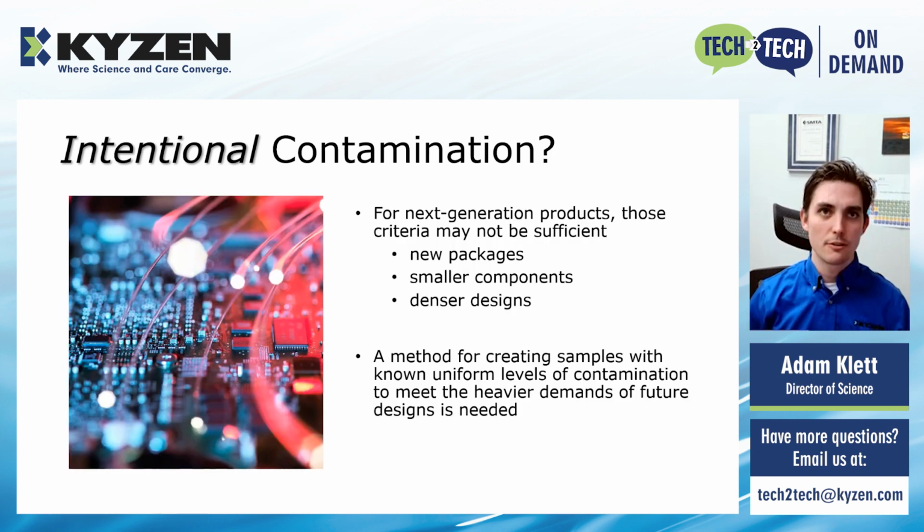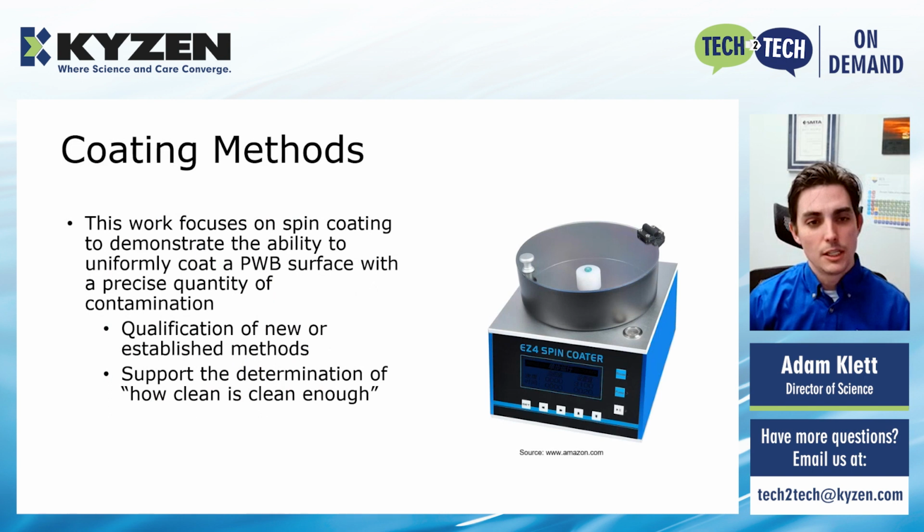And so you can imagine that, for products or processes that have already been developed, that might be fine. Those criteria have worked well in the past, and they continue to work. But for next generation products, those criteria might not be sufficient. For example, consider products that incorporate new packages with different geometries, or maybe smaller components or denser designs. Right? A method for creating samples with known uniform levels of contamination might be needed to meet the higher demands of future designs. So what kind of methods do we have to intentionally contaminate our boards?